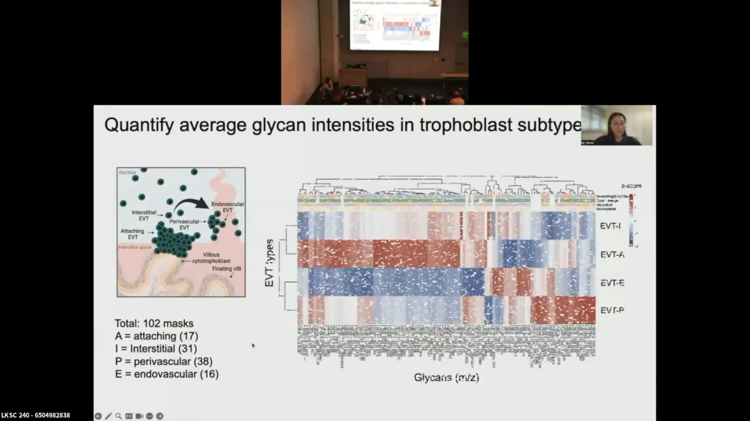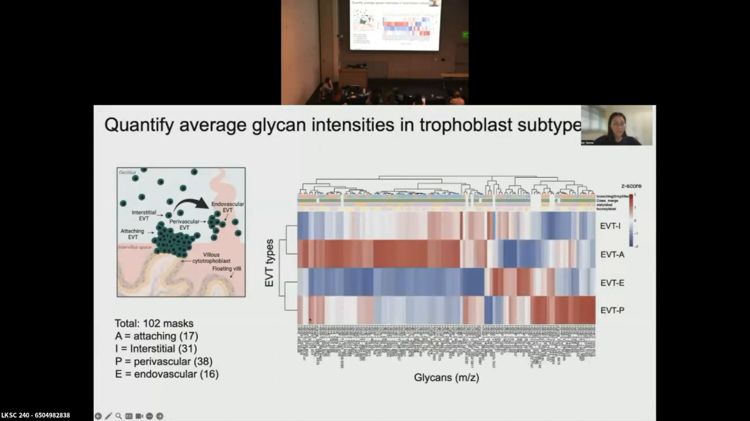And this is a heat map representing the average glycan intensities in each trophoblast subtype, where the rows are the cell types and the columns are the glycans. In total, we identified more than 100 glycans that were annotated by their structural features. We'll talk in more detail in the next few slides. But here we could start noticing glycan enrichment in each trophoblast population.